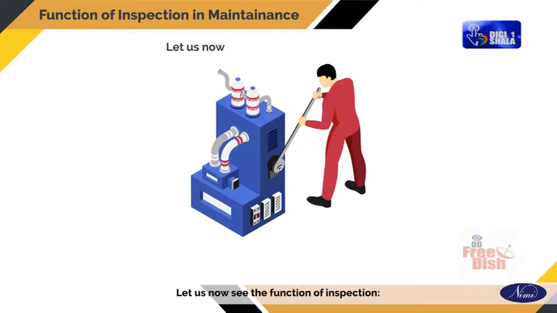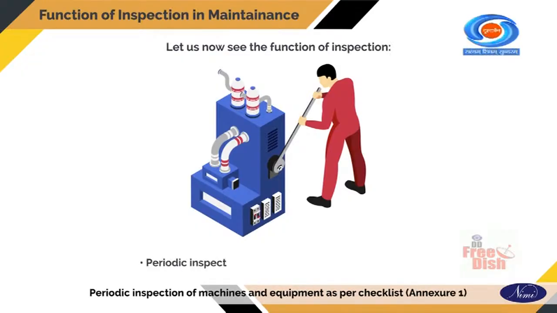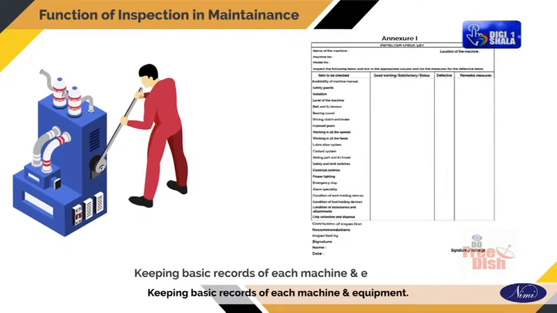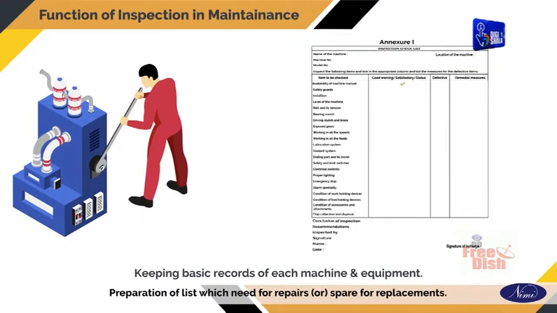Let us now see the function of inspection. Periodic inspection of machines and equipment as per checklist, Annexure 1. Keeping basic records of each machine and equipment. Preparation of list which need for repairs or spare for replacements.